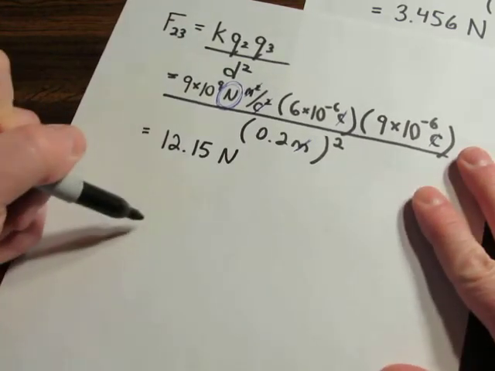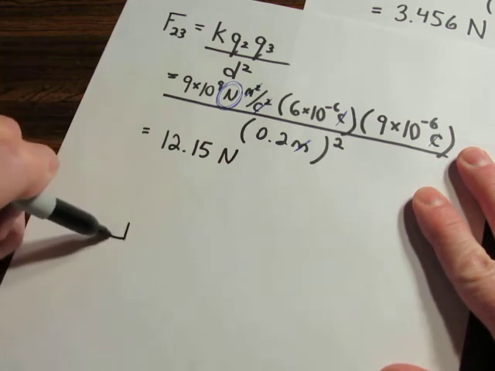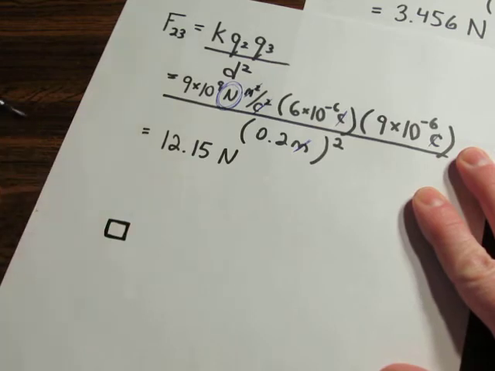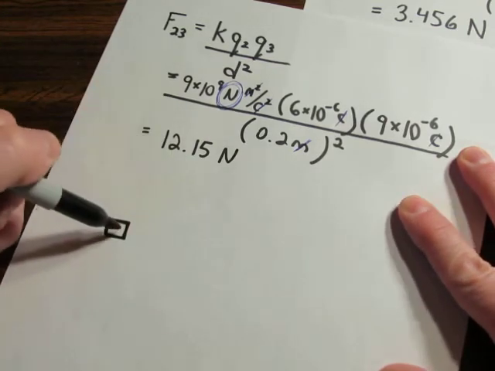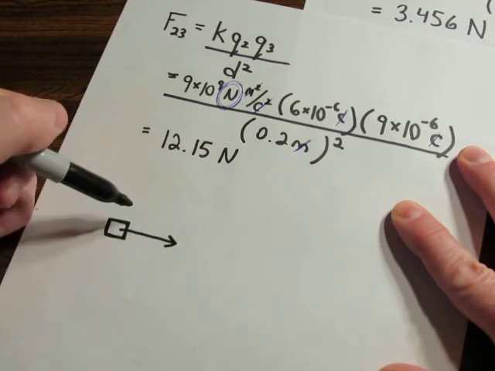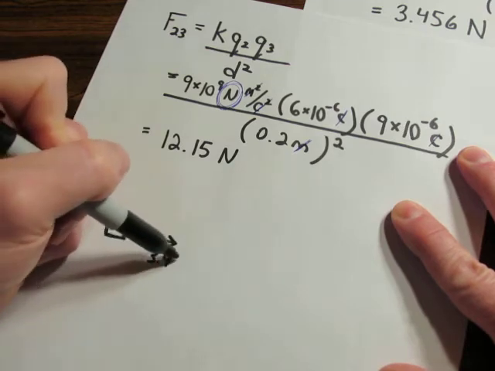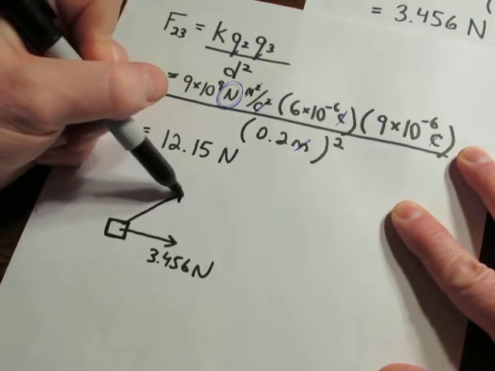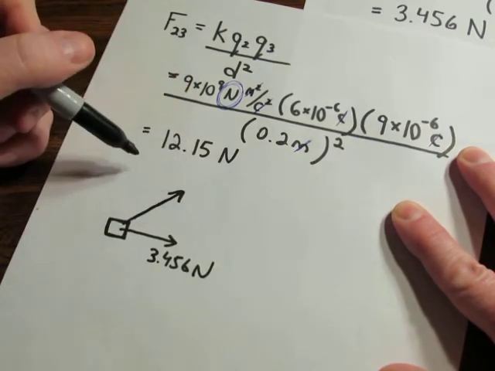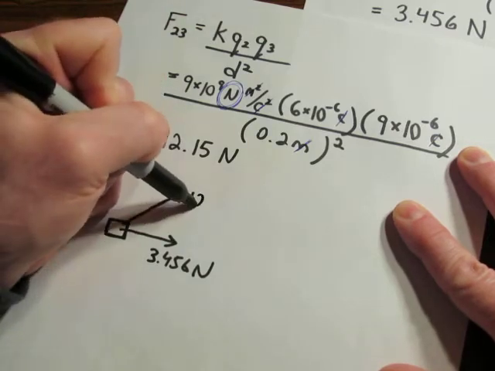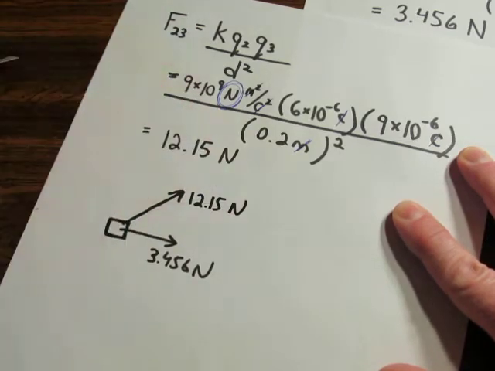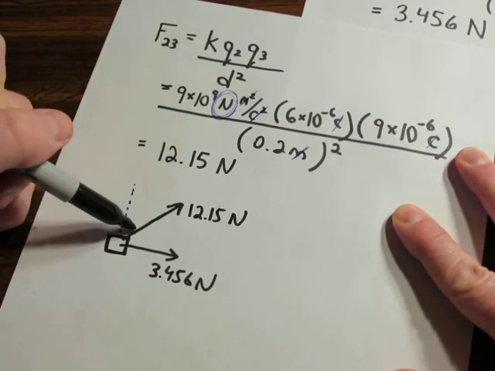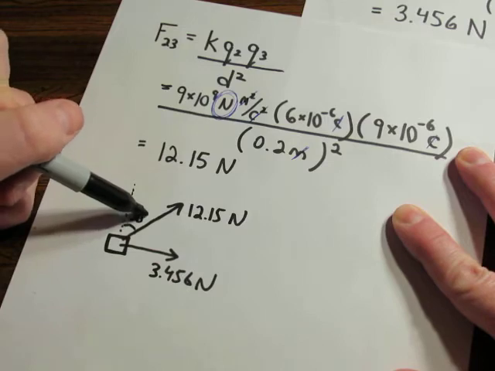So what the whole question has become, I don't even have to redraw the diagram with the charges, because what the whole question has become is you have a mass, and I'm even going to draw it as a little square just to really stress that this is now as easy as grade 11. You have a mass that is being forced to the right, 3.456, and it's being forced through attraction up on an angle with a value of 12.15 newtons. And the only angle that's given in the question is 30 degrees.